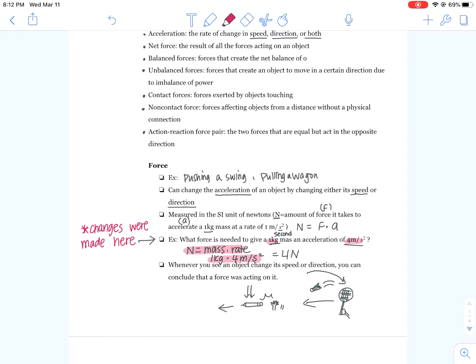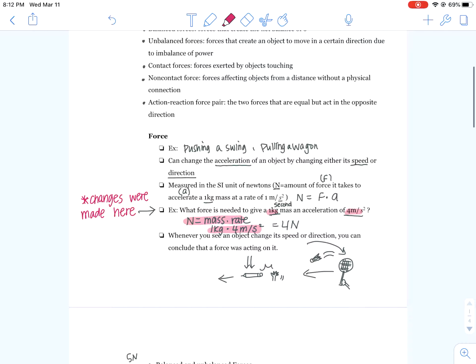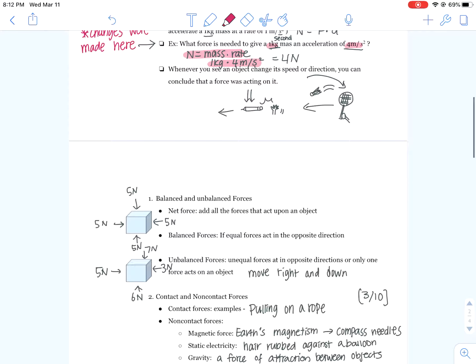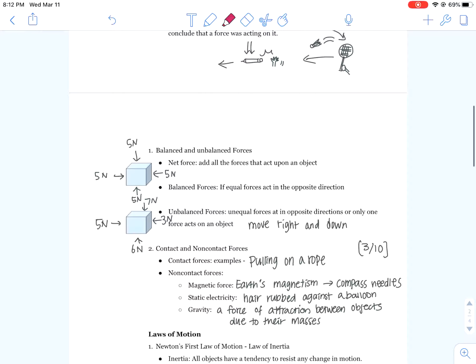Okay, so I indicated changes were made here, so I needed to put that in your notes just so that you can have accurate information. Okay, I'm not going to go over the ones that we did previously. I did ask the rest of the class to review balanced force and unbalanced force. So if you want to go ahead and underline it or highlight some of these keywords, you may go ahead and do so.